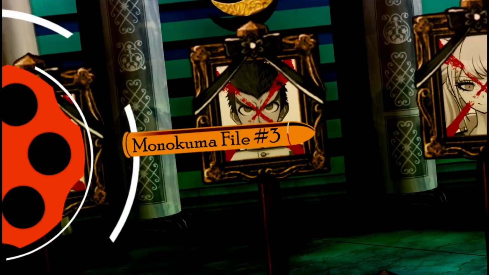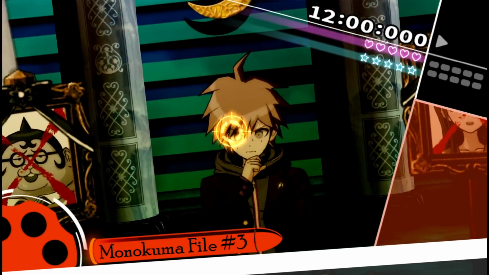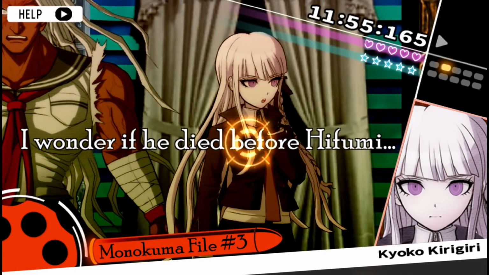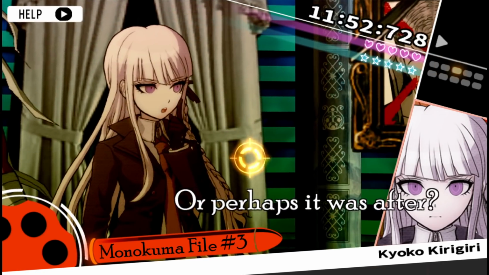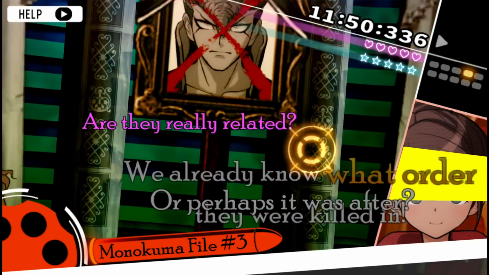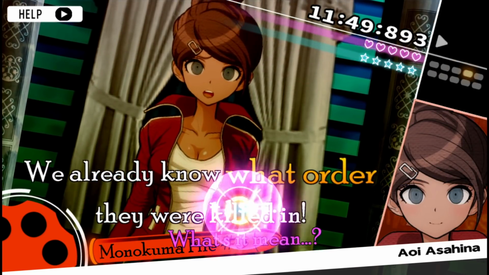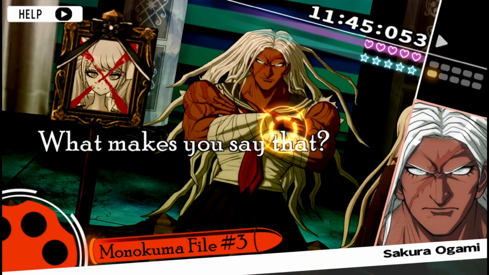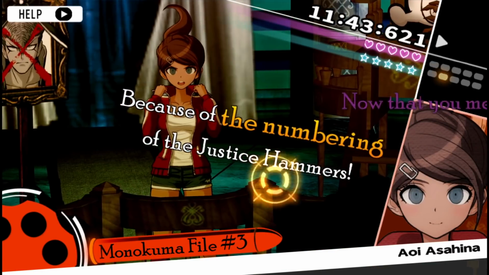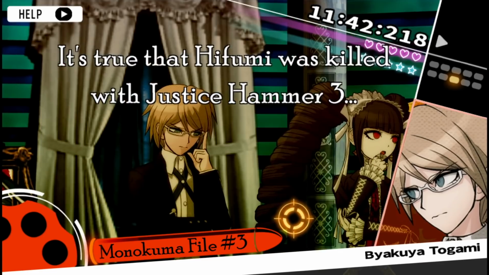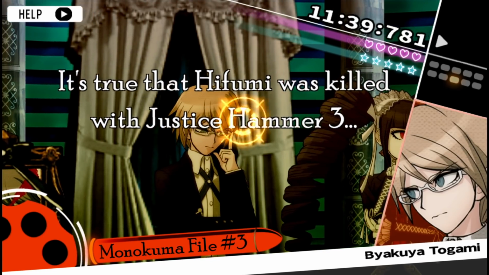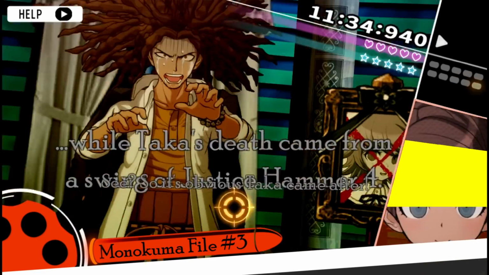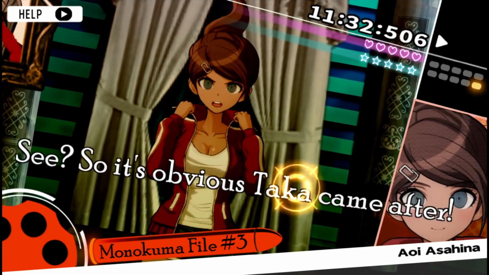I have to keep in mind there's a way to suck up those contradictions and spit them back out when I need to. Taka's death. I wonder if he died before Hifumi. Or perhaps it was after? We already know what order they were killed in. Taka came last. What makes you say that? Because of the numbering of the Justice Hammers. It's true that Hifumi was killed with Justice Hammer 3, while Taka's death came from a swing of Justice Hammer 4. See? So it's obvious Taka came after.